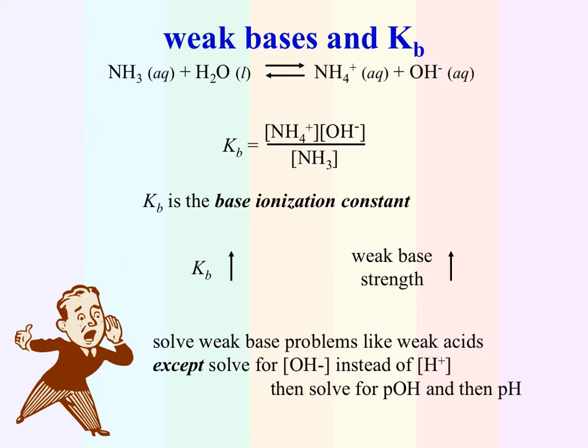So when we're solving Kb problems for weak bases, we're going to solve them exactly like the weak acid problems, except instead of solving for H+, we're going to be solving for hydroxide ions. Once we solve for the hydroxide ions, obviously pOH is what we'll have to solve for first before progressing into pH. As long as you're familiar with the fact that you're dealing with a base, you should be comfortable identifying that you need to solve for hydroxide and subsequently make the appropriate steps to get into pOH and pH.